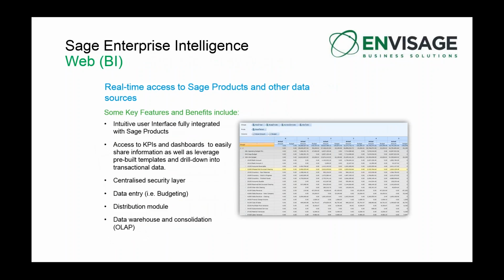Okay, so with the Web BI, it's got a similar user interface that users are used to seeing. You can access your KPIs and your dashboards. You can do budgeting with it, and depending on the module, can have budget write back. It's got distribution modules, and it allows for data warehousing. And this is where Sage Enterprise Intelligence comes into its own, because it's for far larger databases and allowing for warehousing of that data and capturing the reporting more quickly.